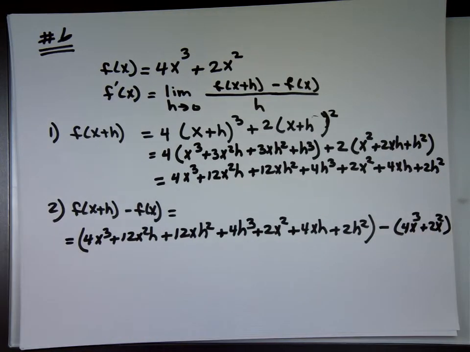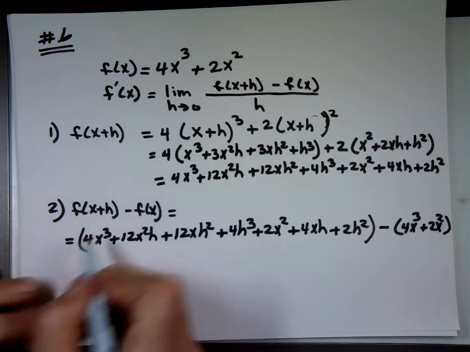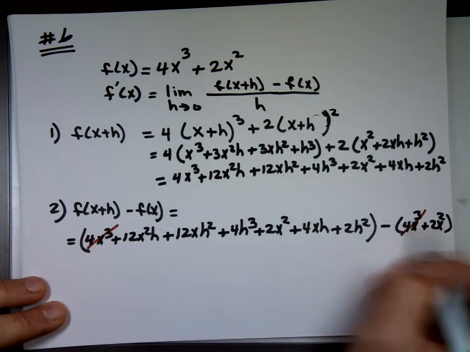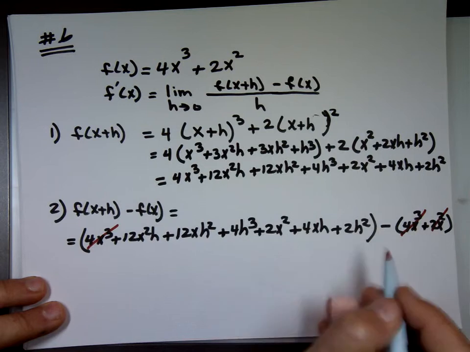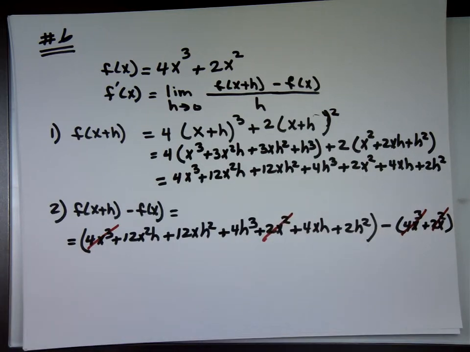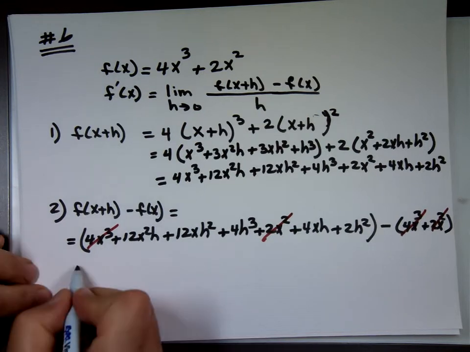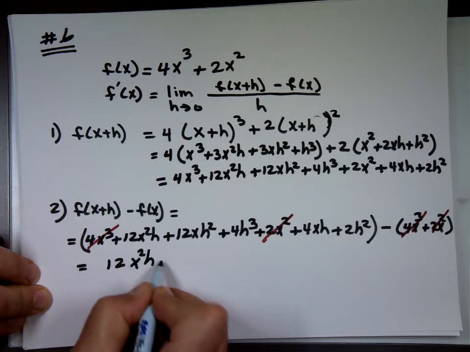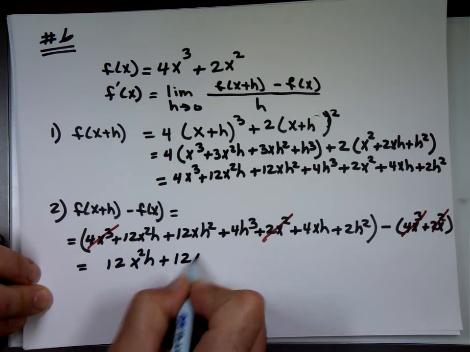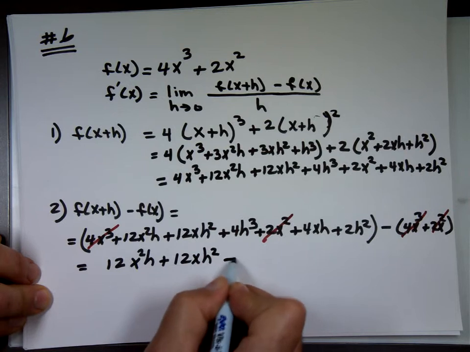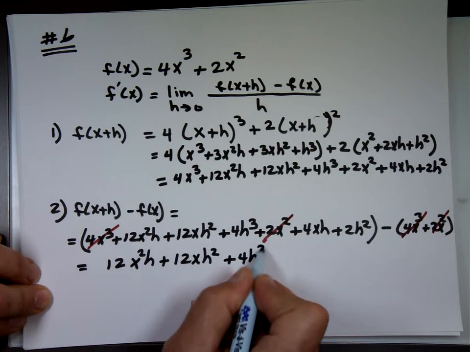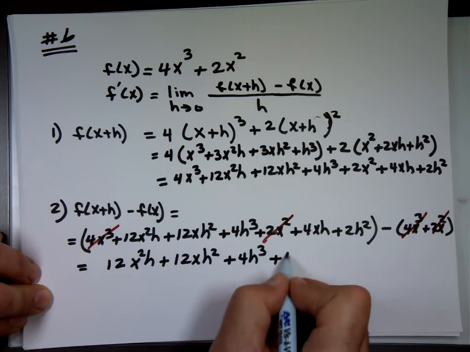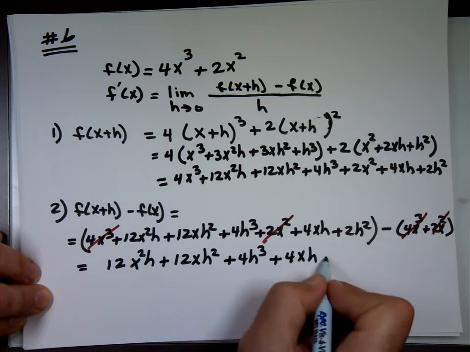Can we cancel anything? They cancel each other out. So what's my answer here? 12x squared h plus 12xh squared plus 4h cubed plus 4xh plus 2h squared.